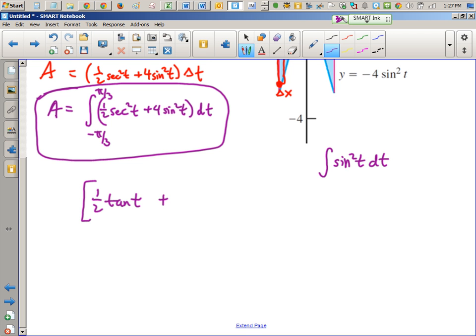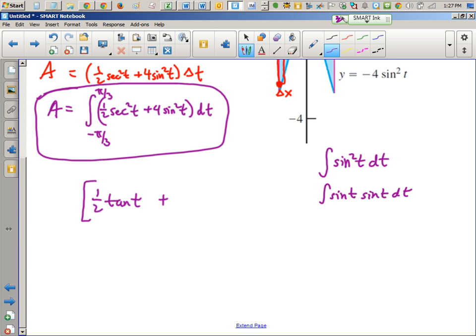Okay, so you could actually use free lunch on this. You could write it as sine t sine t. That sounds cool, doesn't it? You could use parts twice and it would feel like free lunch. Okay? It would feel a lot like free lunch.